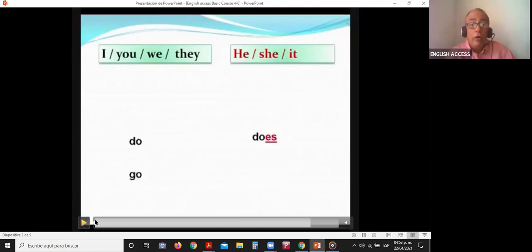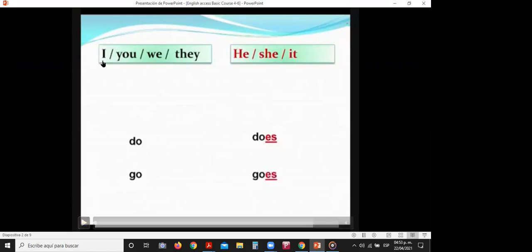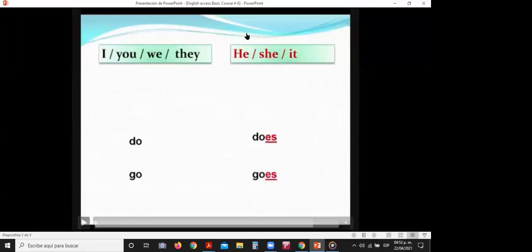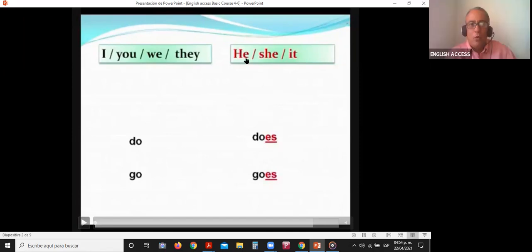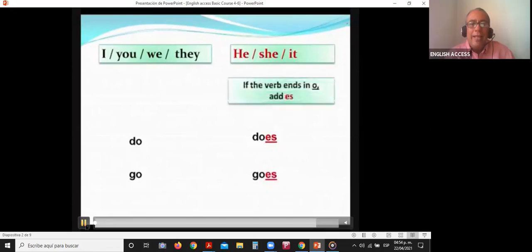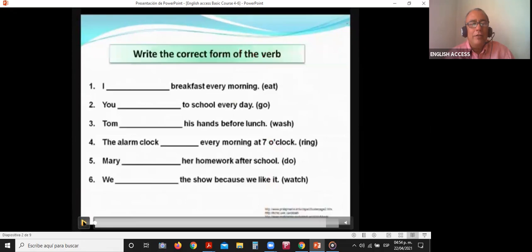What about go? This is another verb that ends in an O. Goes. Go, goes. I go, you go, we go, they go. But he, she, it goes. Please repeat the pronoun and the verb. 1, 2, 3. He goes. She goes. It goes. Very good. Now let's see. Here's the explanation. When a verb ends in an O, you add ES.